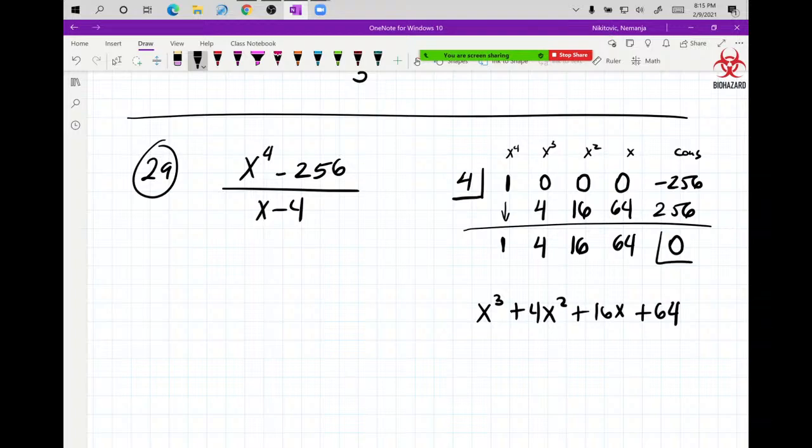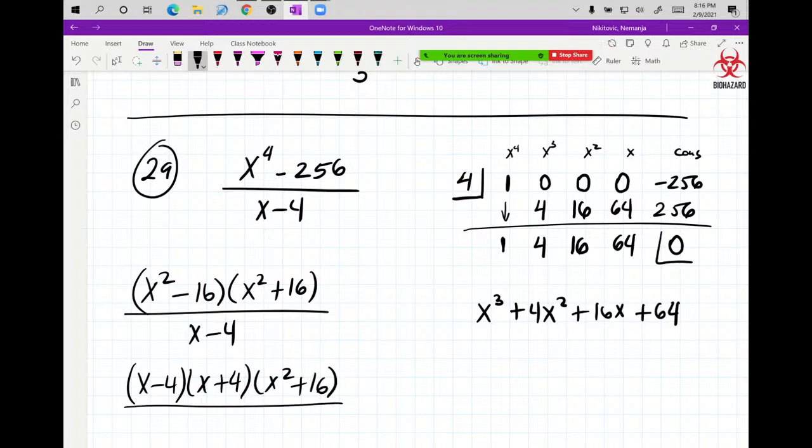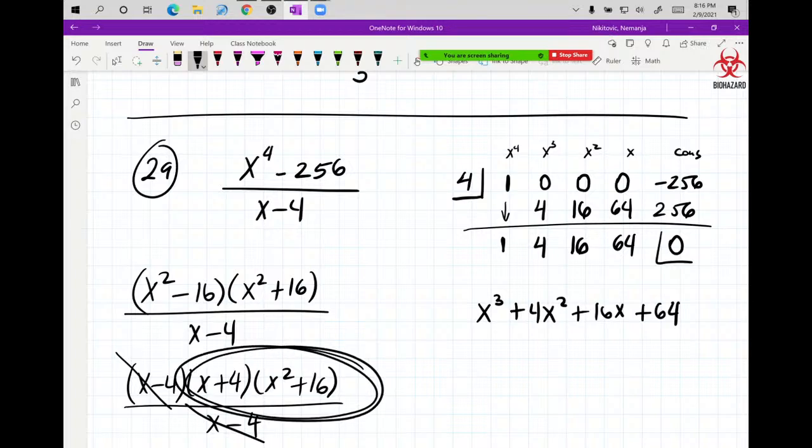Wait, it divided evenly? Yeah, using basic algebra, you can break this into x squared minus 16 and x squared plus 16. And then you have your x minus 4, x plus 4, and the x squared plus 16 cannot factor over real numbers. And look, the denominator completely cancels because one of the factors is x minus 4. So technically, if you are to multiply this, you'll get that.